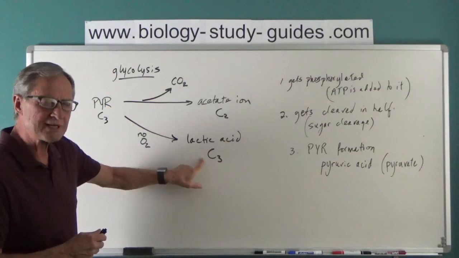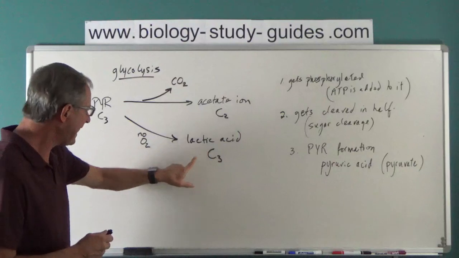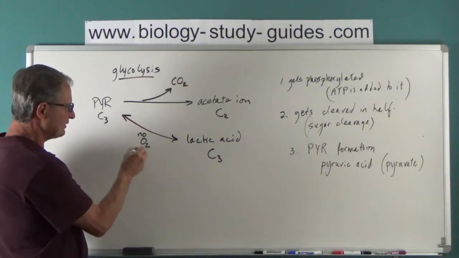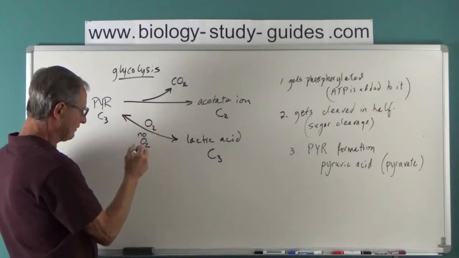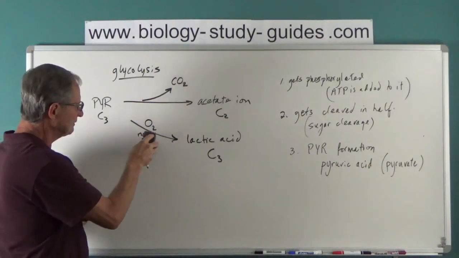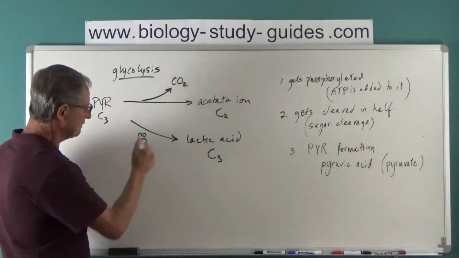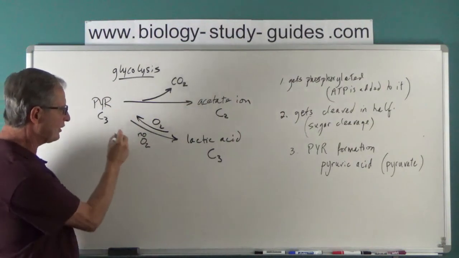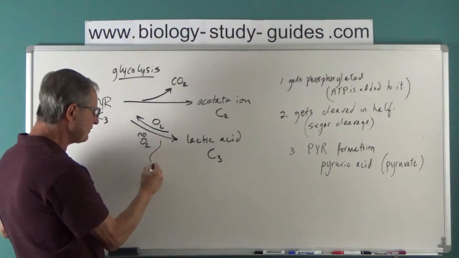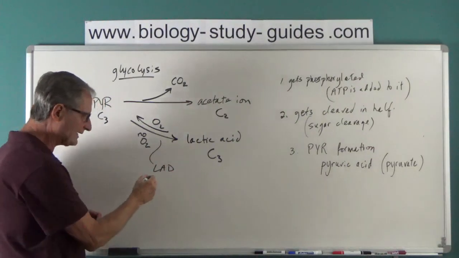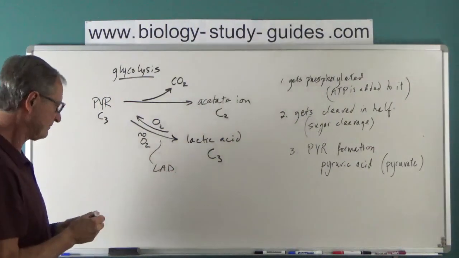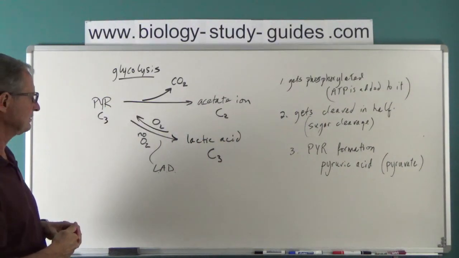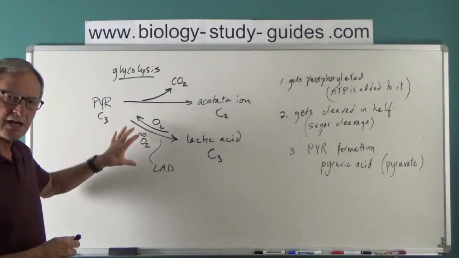When oxygen becomes available, this can be converted back into pyruvic acid. I should draw that a little bit differently. Oxygen allows it to go that way. No oxygen goes that way. The enzyme in here is LAD, lactic acid dehydrogenase. It's named after that substrate to there. That's what goes on in animal tissues.